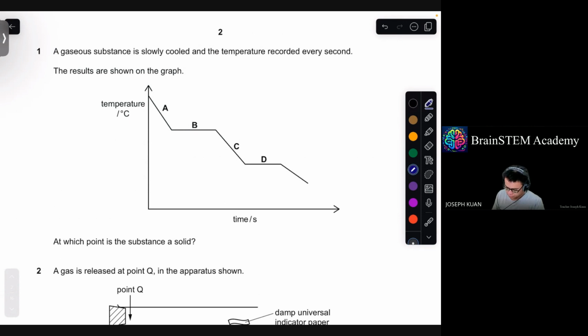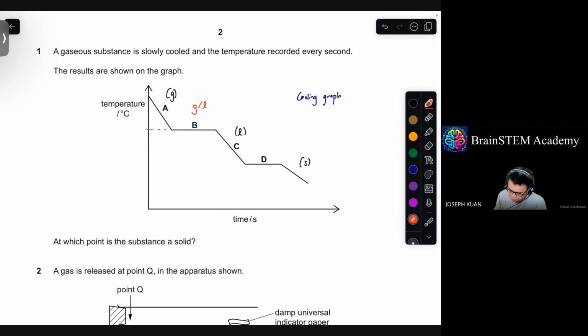Now, remember, this is a cooling graph. So, essentially, substances at high temperatures are presented as a gaseous state, and then during the cooling process, gas is converted to liquid, and then liquid is then converted to solid. Right, and then the ones that are horizontal are actually simultaneous states, which is gas and liquid at the same time.